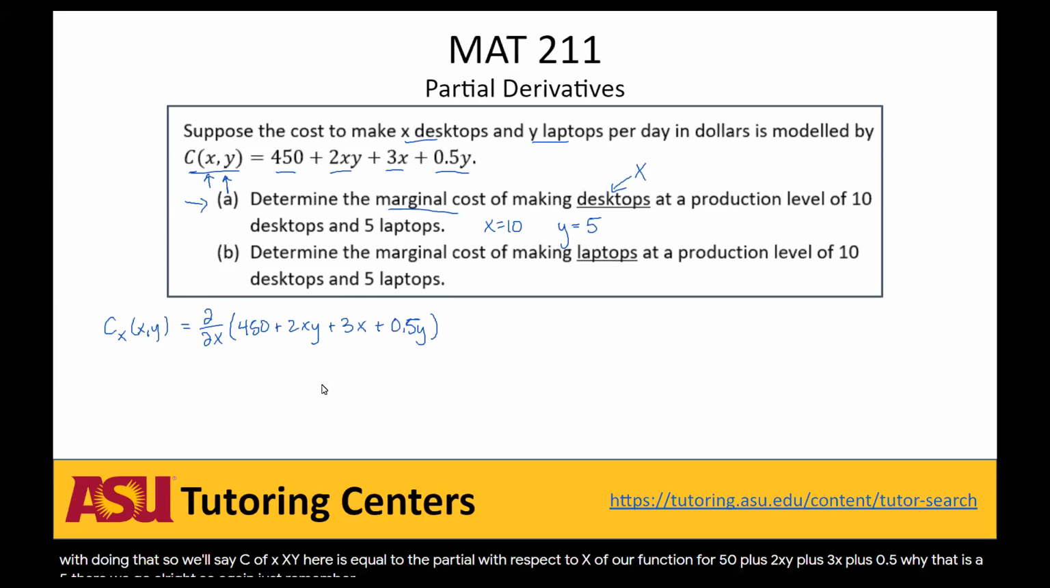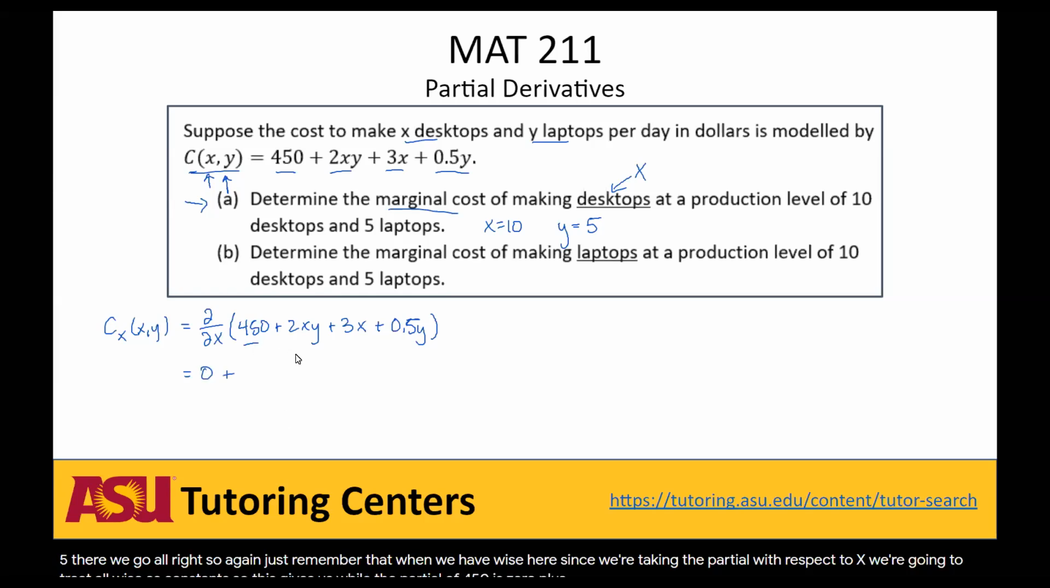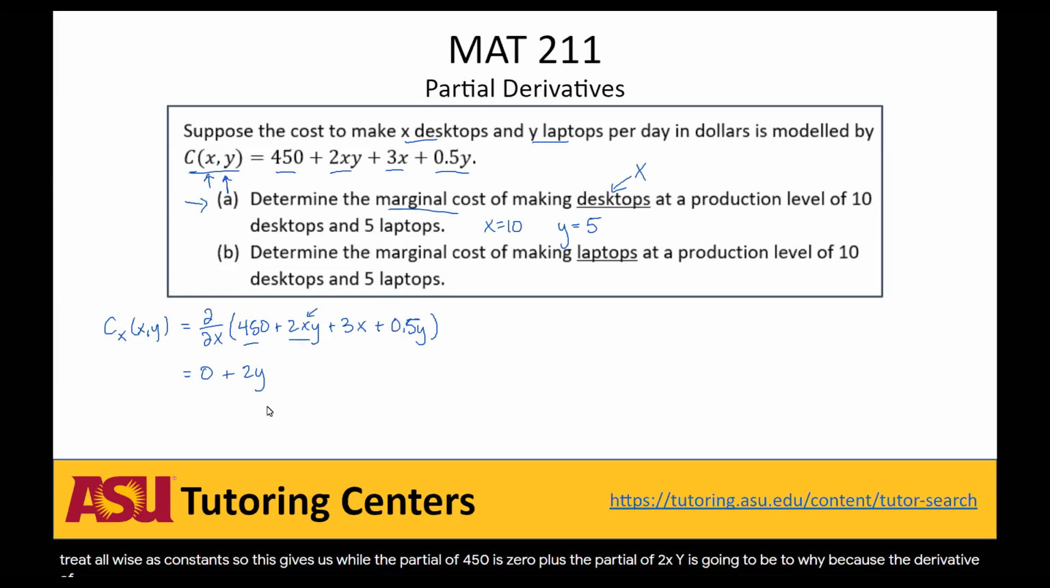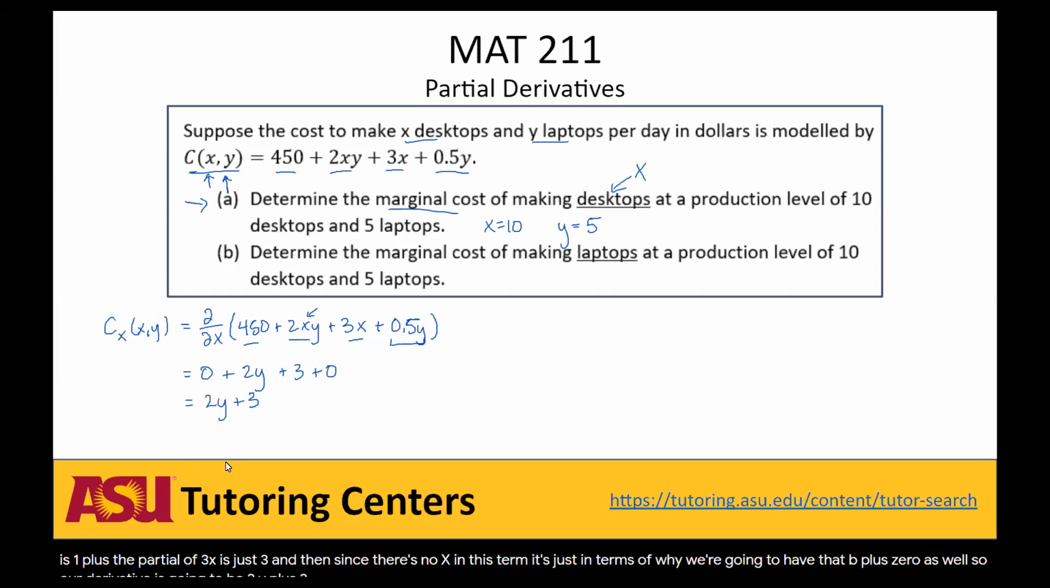So again, just remember that when we have Y's here, since we're taking the partial with respect to X, we're going to treat all Y's as constants. So this gives us, well, the partial of 450 is 0, plus the partial of 2XY is going to be 2Y, because the derivative of X is 1, plus the partial of 3X is just 3. And then since there's no X in this term, it's just in terms of Y, we're going to have that be plus 0 as well. So our derivative is going to be 2Y plus 3. So that's our marginal cost function with respect to X, or for our desktops here.